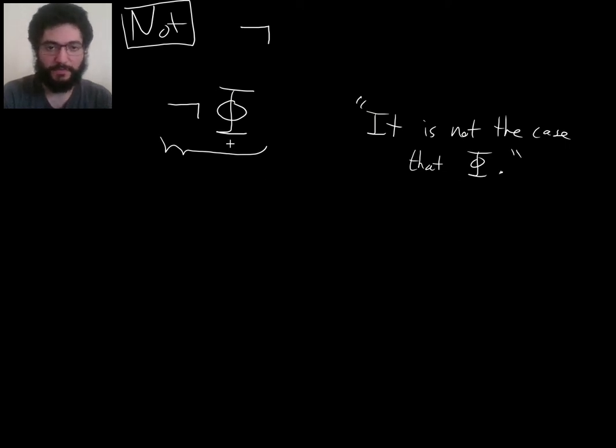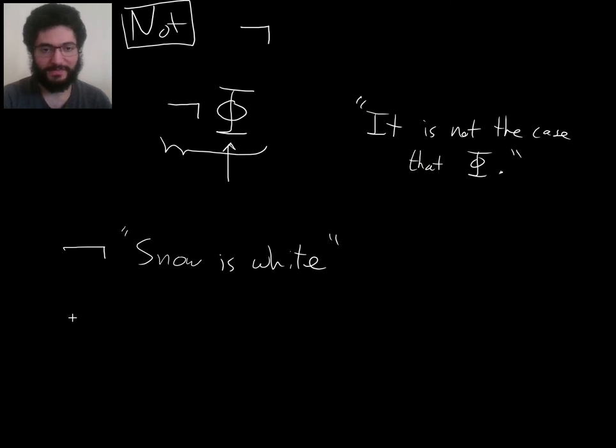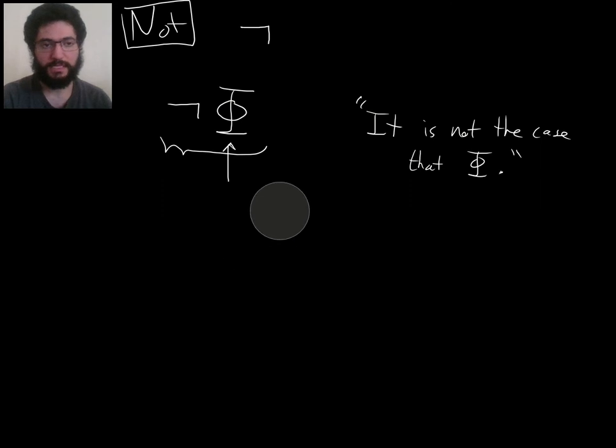So for example, if phi is the sentence, snow is white, then this would be, it is not the case that snow is white. It wouldn't make sense to say not snow is white, right? That's not correct English grammar. It is not the case that snow is white. So that's negation.